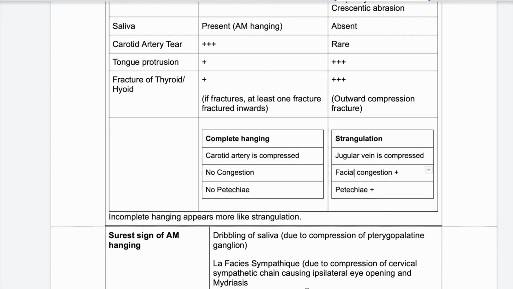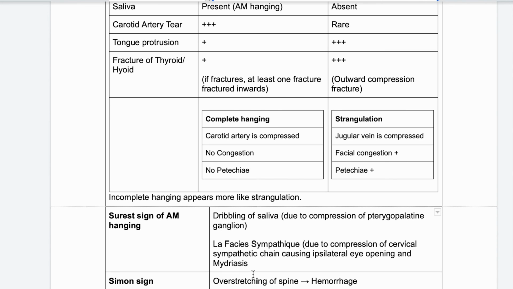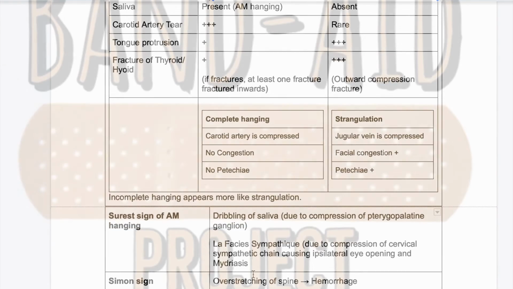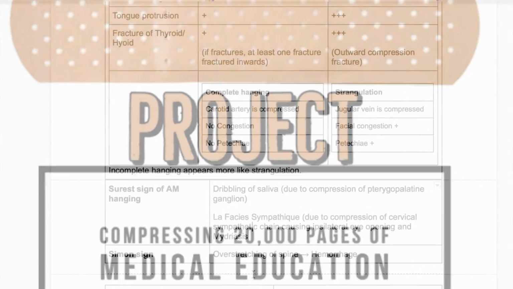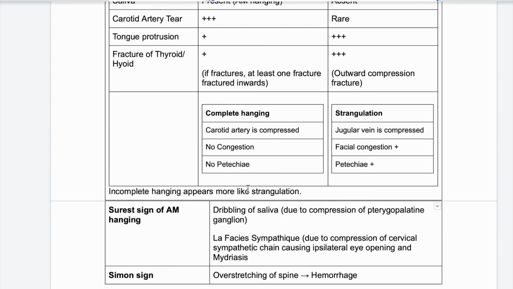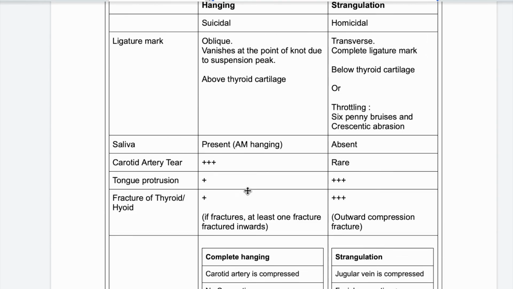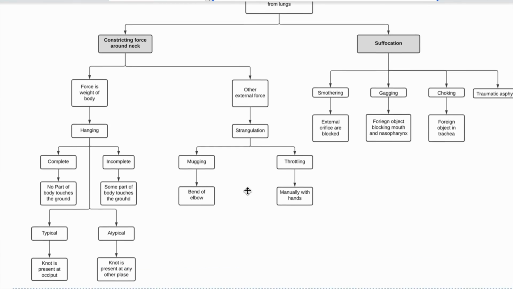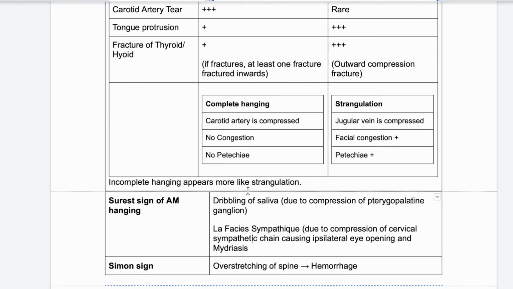The surest sign of antemortem hanging is dribbling of saliva, and there is something else. The Lafaix sympathetic sign, which is due to compression of the cervical sympathetic chain, causes ipsilateral eye opening and mydriasis, just like a stimulation of the sympathetic part. Overstretching of the spine causes hemorrhage, and this concludes our constricting force on the neck, which we wanted to discuss.